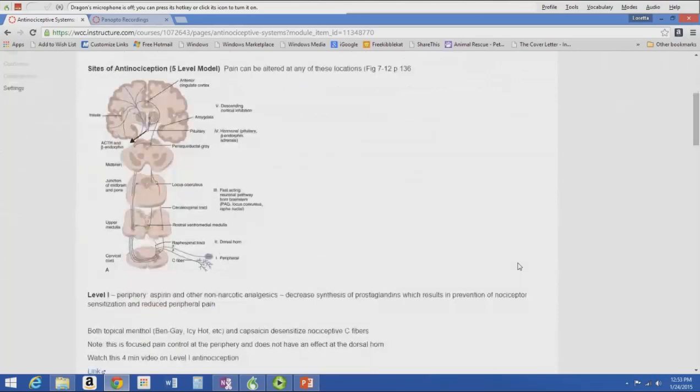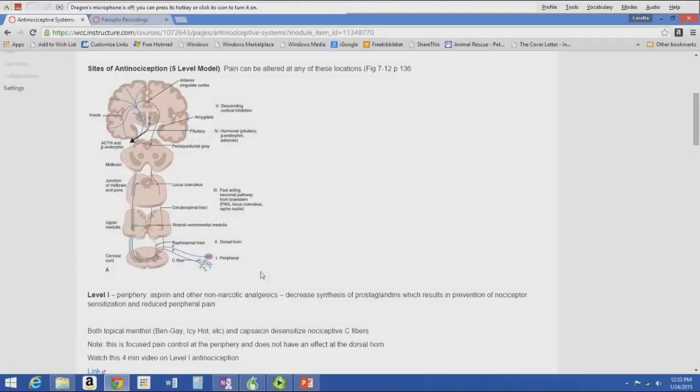So we're going to talk about sites of anti-nociception. We talked a little bit in Pain Matrix how anti-nociception can happen in a top-down fashion. In other words, the brain is suppressing the pain. We just talked about the counter-irritant theory, where it's happening in a bottom-up fashion, where the pain is being suppressed at the spinal cord, so it's never even getting to the brain. So basically, we're going to talk about each of these 5 levels in detail, but pain can be suppressed or altered at any of these 5 locations.